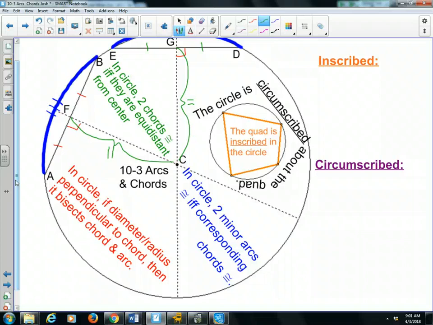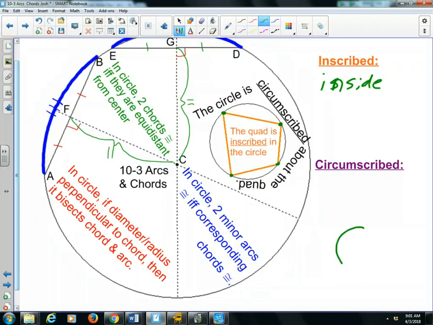And inscribed, I want you to think of the word inside. Like this quadrilateral is inscribed, it's inside the circle. And what's very specific about inscribed is that all of the vertices are on the circle. And that's what inscribed means, when all of the vertices lie on the circle.